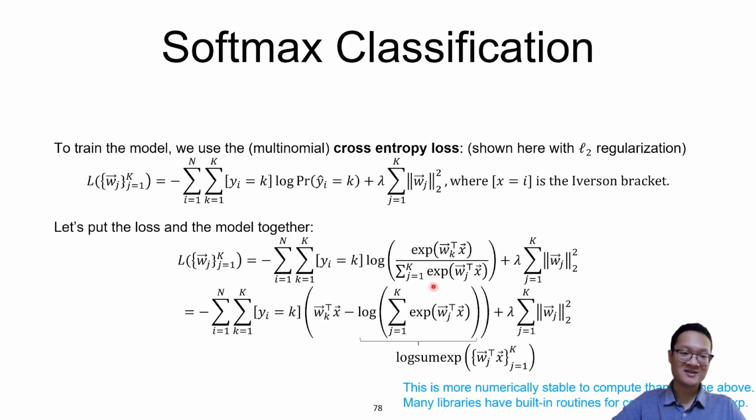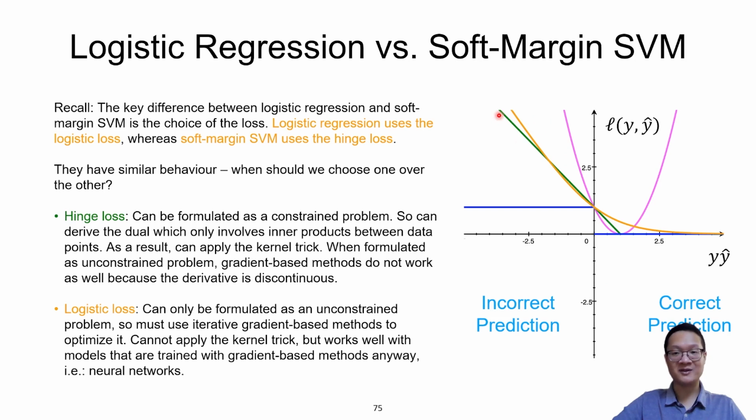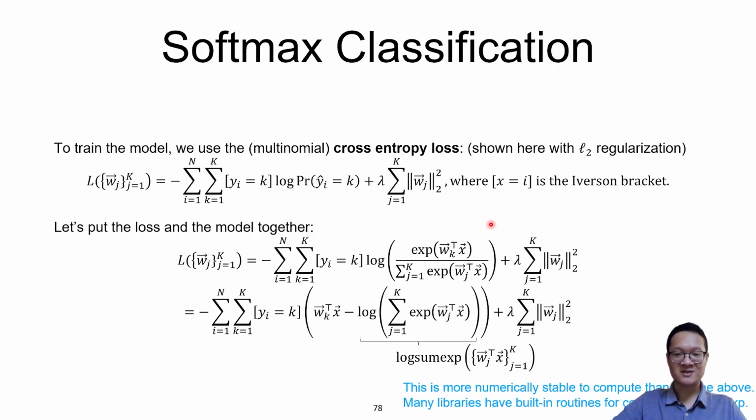Okay, so previously we did the math here to show you a comparison between the hinge loss and the other loss functions with the logistic loss. For the softmax classification case, by doing some math, we'll be able to obtain an expression that is going to be easier to compute, more accurate to compute numerically.